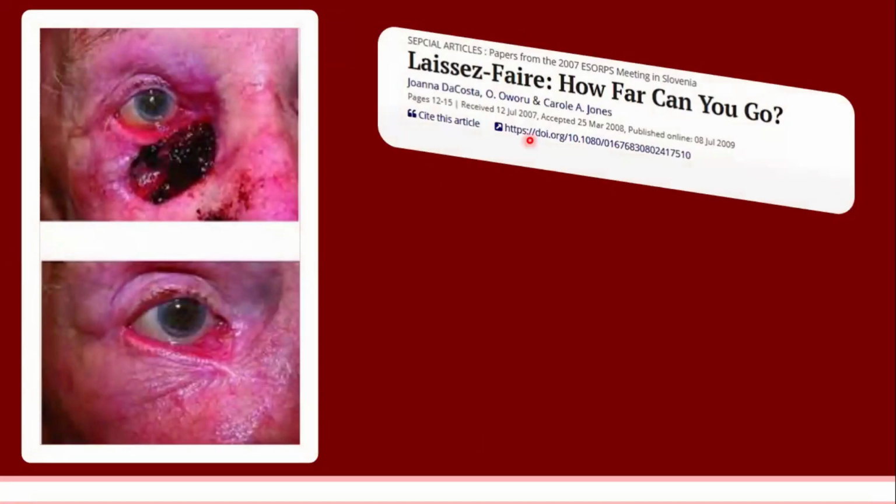Actually, there's a nice paper about laissez-faire, how far can you go? And the majority of cases healed nicely. Only 2 out of 10 cases developed cicatricial ectropion, and this is one of the cases. So imagine this huge defect resulting in this small area. Of course, there's cicatricial ectropion, and it should be addressed later on.